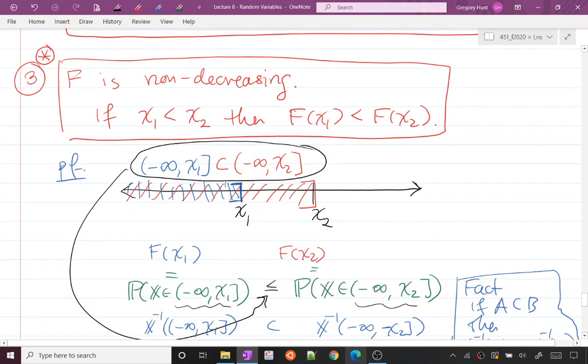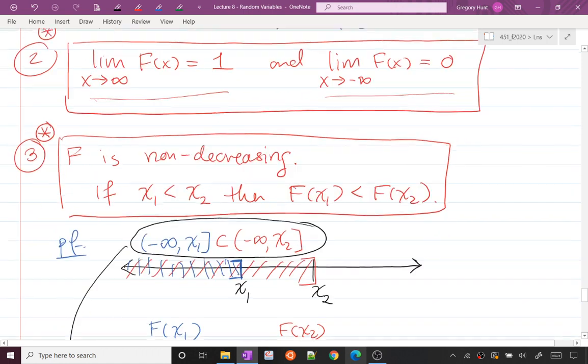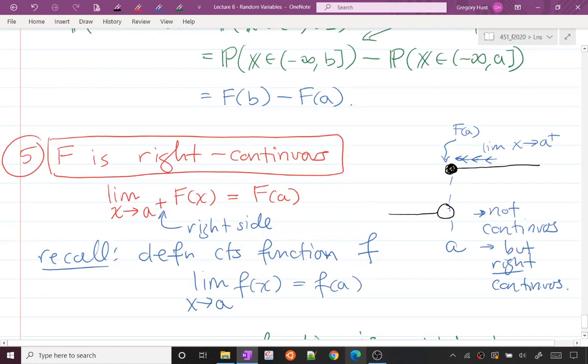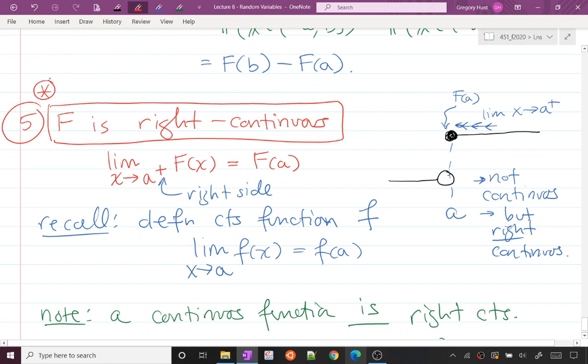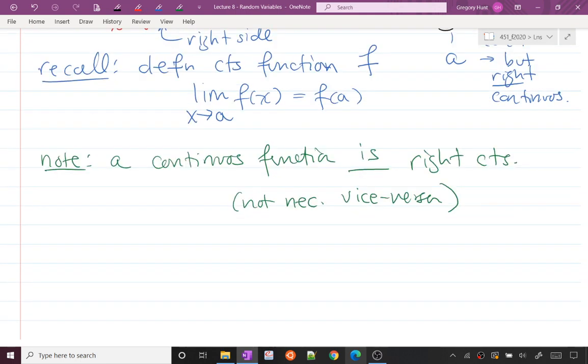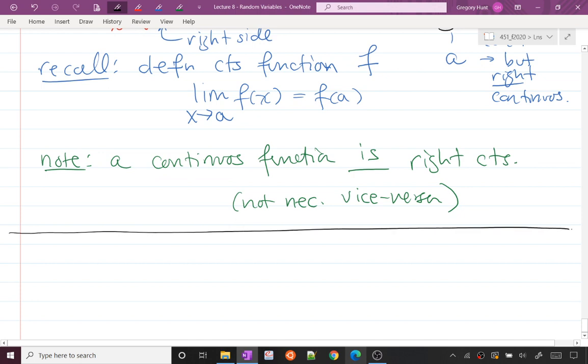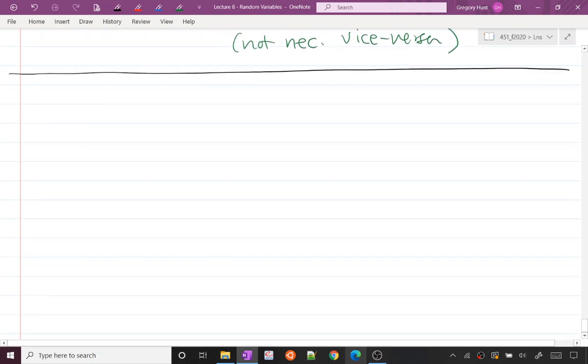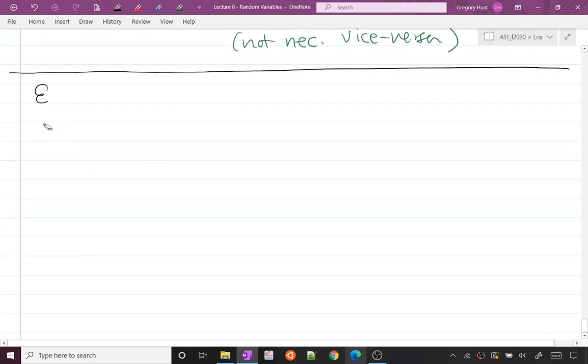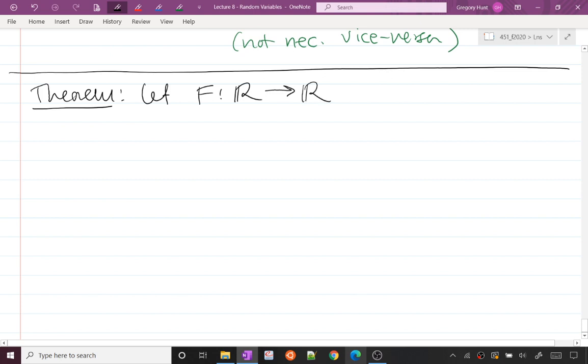And so it starts at 0, ends up at 1. It's non-decreasing. And then we had this weird kind of right continuity. Yeah, CDFs are right continuous. These facts are always true of CDFs. So what this leads us into is a theorem. And the theorem says that let's say f is a real valued function, right? Like that. f is a function R to R.